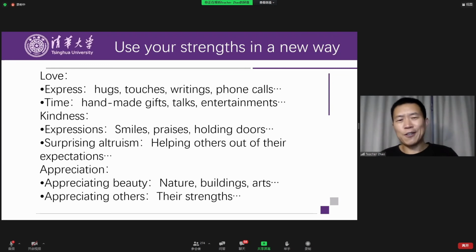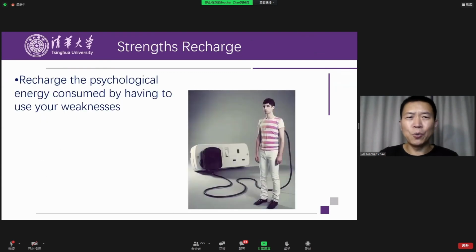When we say appreciation, it's not just appreciating beauty, it's also appreciating excellence. Wow, their strengths. It doesn't have to be people like Michael Jordan or Michael Jackson, those geniuses. Other people, ordinary people, they have strengths too. Try to find the strengths and appreciate them. So this is how to use your strength in a new way.